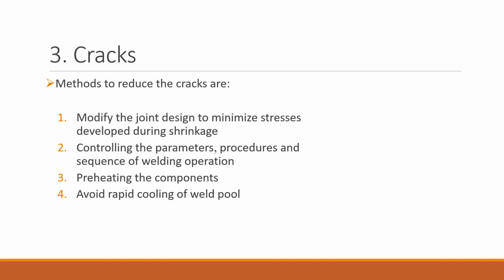And the final one is to avoid the rapid cooling of the weld pool. Rapid cooling means the cooling rates are higher again, and this could lead to more cracks developing. So by controlling the cooling rates, or by avoiding the rapid cooling of the weld pool, by making the dissipation of heat from the weld pool slower, we can control the number of cracks formed. So these are some of the methods that could be followed to reduce the number of cracks and improve the weld quality.